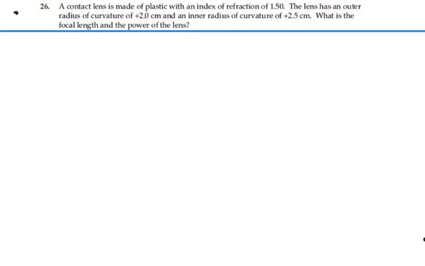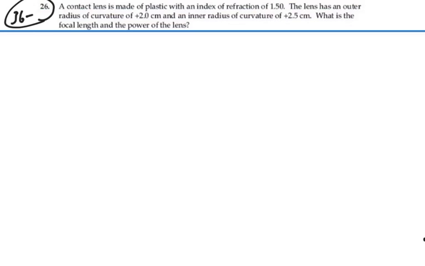Here's problem 3626. A contact lens is made of plastic with an index of refraction of 1.5. The lens has an outer radius of curvature of plus 2 centimeters and an inner radius of curvature of 2.5 centimeters. What is the focal length and the power of the lens?